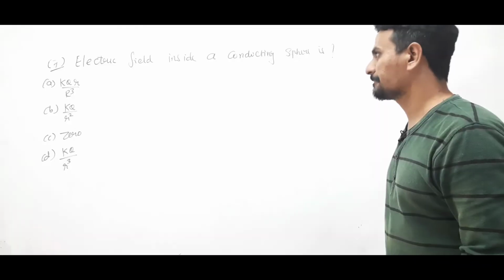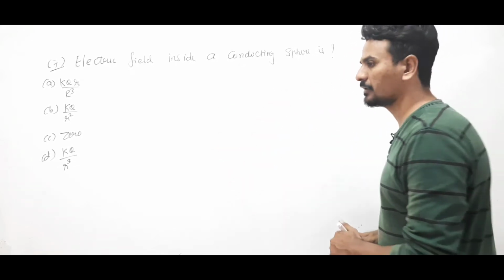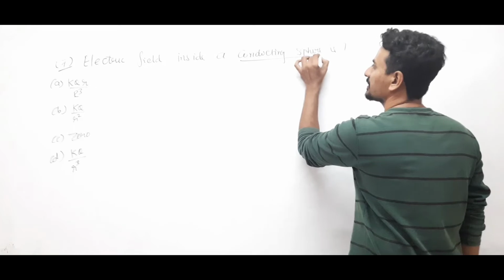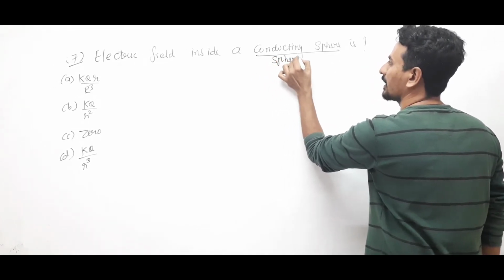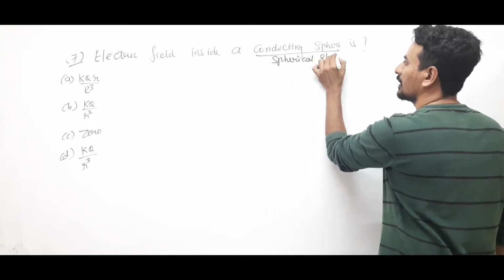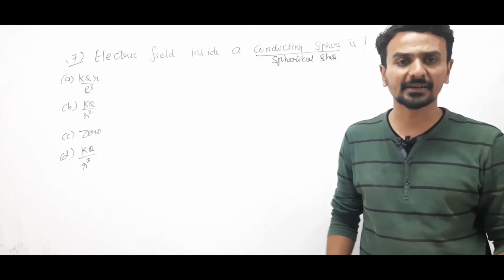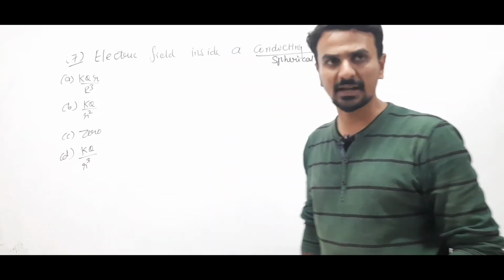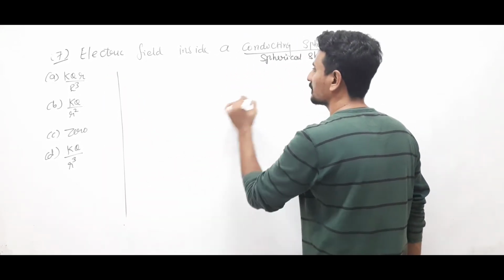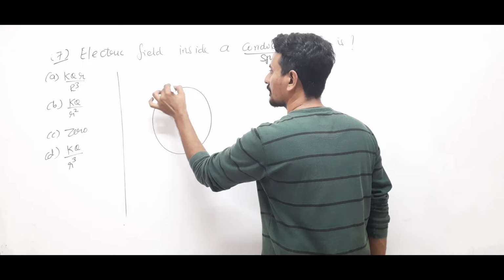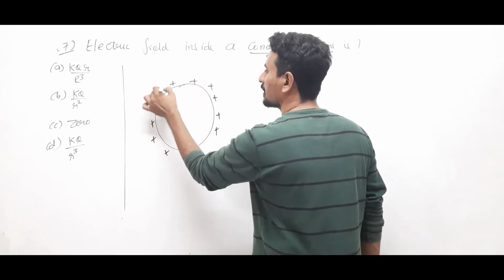Okay, so the seventh one, electric field inside a conducting sphere. First of all, make it clear, conducting sphere means spherical shell. As long as electric field is concerned, if you have been told to calculate electric field for a conducting sphere, you need to calculate the electric field for a conducting shell. We had seen in the third application of Gauss law that charges will always reside on the surface of a conducting sphere or a shell.